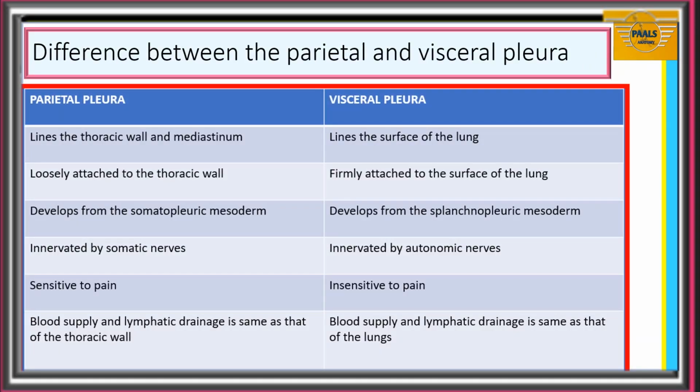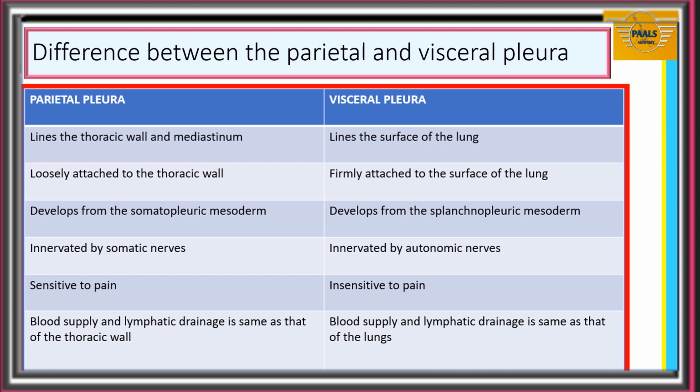Before we leave the pleura, we will look at the difference between the parietal and visceral pleura. So it will serve almost as a summary of some of the things we've mentioned. The parietal pleura lines the thoracic wall and mediastinum, while the visceral pleura will line the surface of the lungs. The parietal pleura, as we noted, is loosely attached to the thoracic wall via the endothoracic fascia, while the visceral pleura is firmly attached to the surface of the lung.